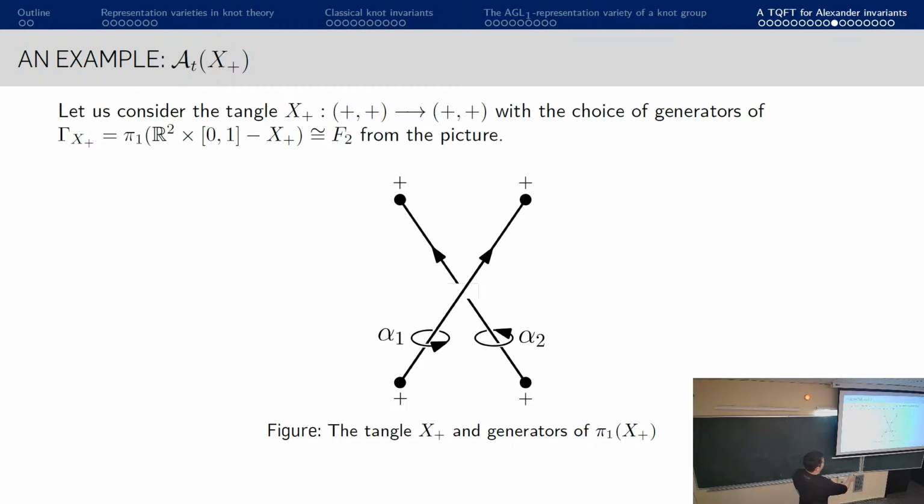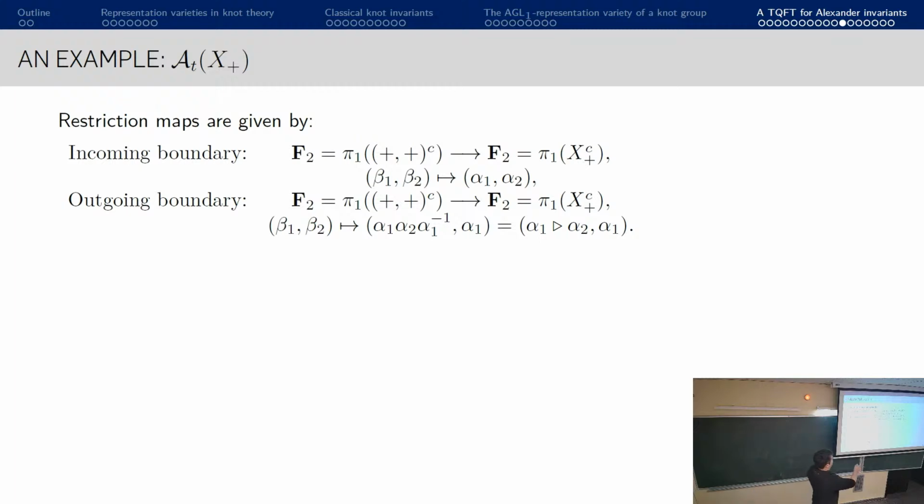So the inclusion of the bottom part is the identity, because you basically map generators to generators, and in the map above, you get a generator there and a generator there. That one is alpha 2 conjugated by alpha 1, and that one there is alpha 1. That's the map I was talking about, okay?